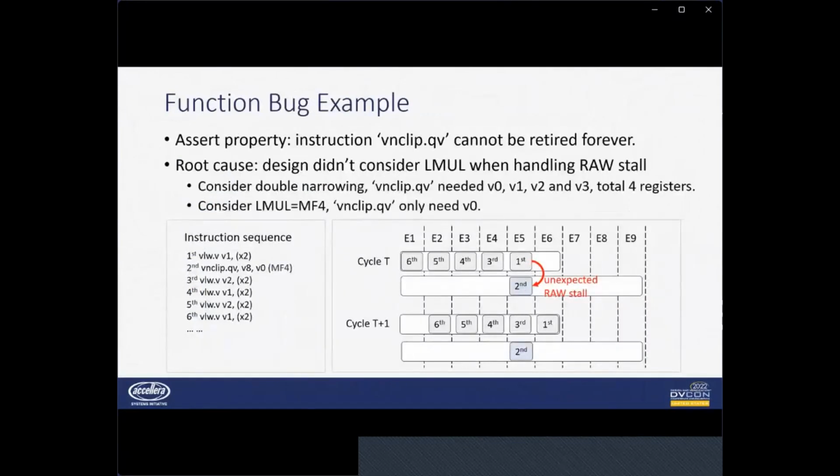Here is a functional bug found using the liveness property. Instruction: vnclip.qv cannot be returned forever. The program sequence encountered is like this. The root cause is that the design didn't consider LMUL when handling the IW stall.